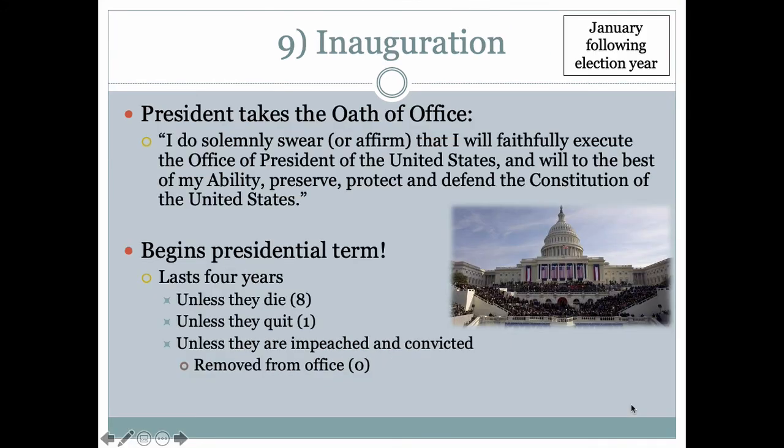And once the popular votes are counted, electoral college votes are accorded to the candidates. Whoever gets 270 or more electoral votes is declared the winner of the American presidency. So the last step that we would look at in this presentation is inauguration. So this happens the January following the election year. So if there's an election in November of 2020, whoever wins does not officially take office until January 20th of 2021. So there is some lag time.